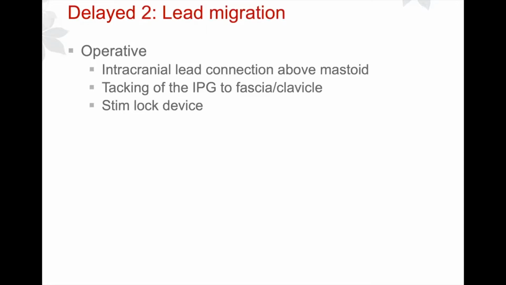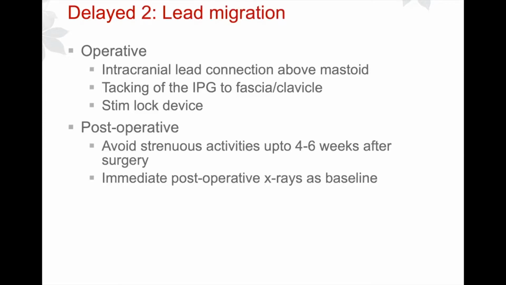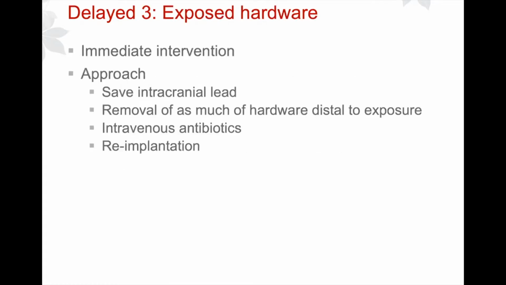where we try to keep the junction of the intracranial lead and the extension above the mastoid. We tack the IPG to the underlying pectoralis fascia or to the clavicle, use the StimLock device to avoid migration. And then there are certain things that all of us do in different flavors. For example, we request the patient to avoid strenuous activities 4 to 6 weeks after surgery. And then we obtain immediate postoperative X-rays that allow us to follow over time where these leads may be in case there is a problem that arises.